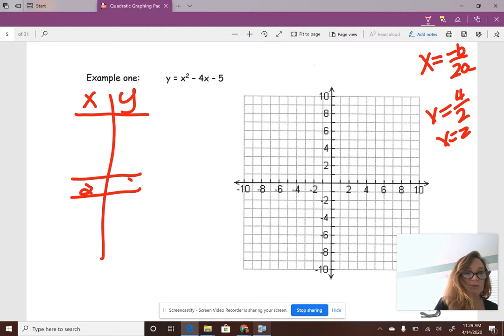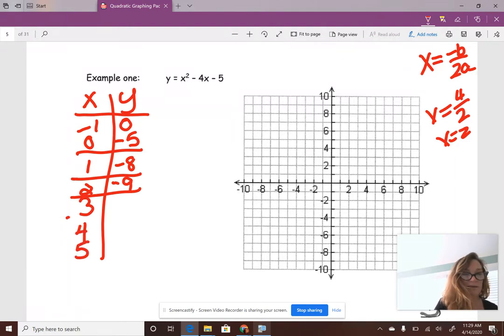So 2 is negative 9, 1 is negative 8, 0 is negative 5, negative 1 is 0, and that gives me 3, 4, 5. Okay, so 3 would match with negative 8, 4 would match with negative 5, and negative 1, 4 would match with 0, and 5 would match with 0.